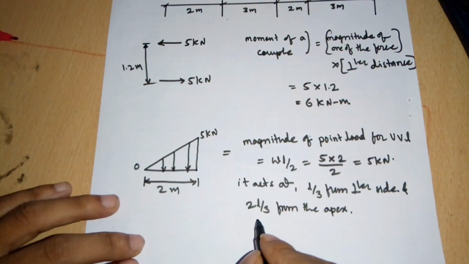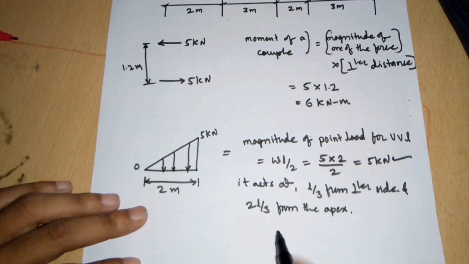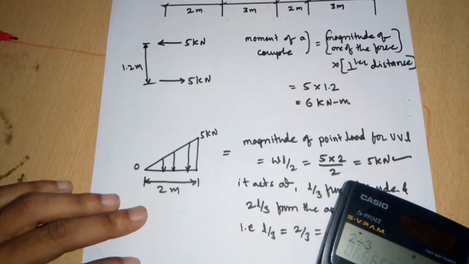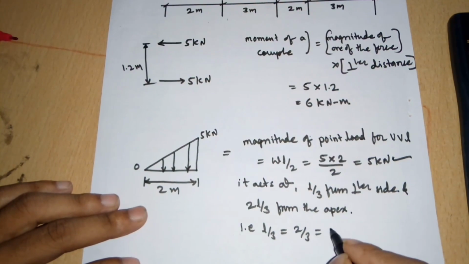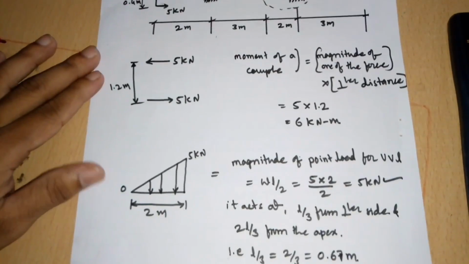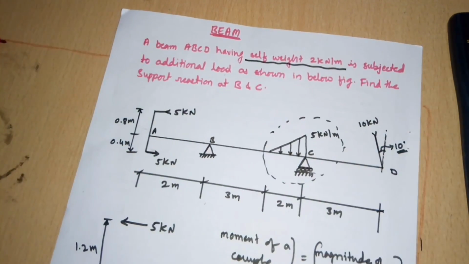So let us find the distance of this force from the perpendicular side. That is L by 3, which is equal to 2 by 3, so it is around 0.67 meter. Now let us draw the free body diagram of this whole figure.